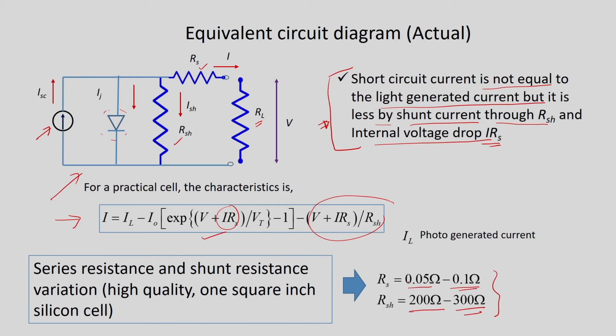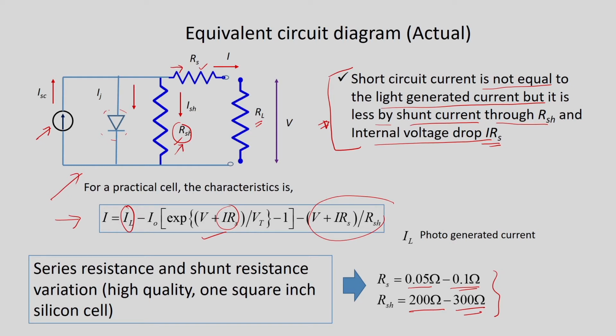So, the point here is that IL cannot be directly equal to ISC. It involves a lot of losses if we connect RSH and RS. Normally, resistance is very high in case of shunt resistance, and for series resistance, the resistance is not much. That is why the energy dissipation is not much.